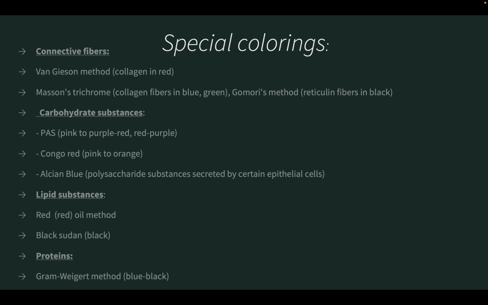For connective fibers, we use the Van Gieson method, and we have the Masson's trichrome method and Gomori's method. For carbohydrate substances, we use PAS, Congo red, and Alcian blue. For lipid substances, we have Oil Red O and Sudan black. For the proteins, we have the Graham-Vigert method.